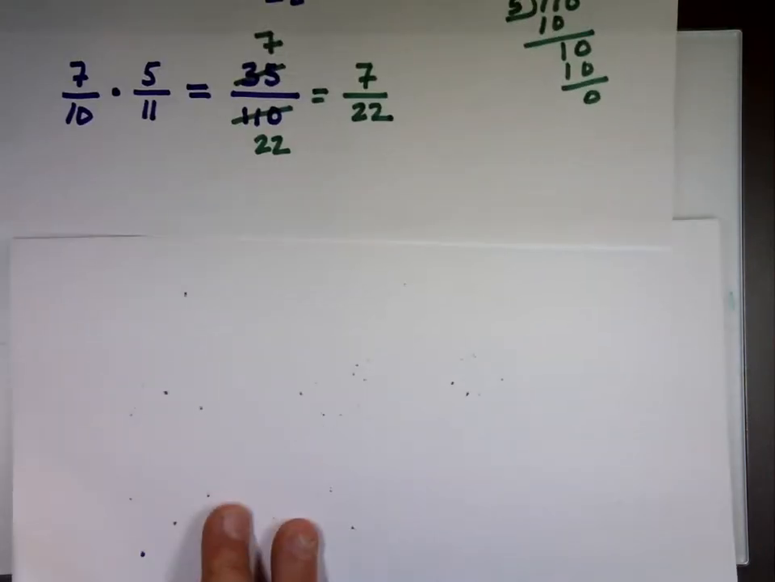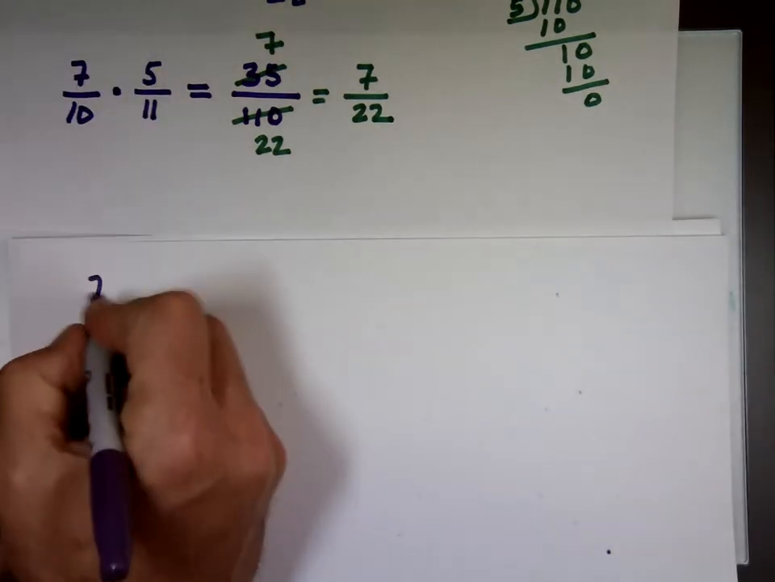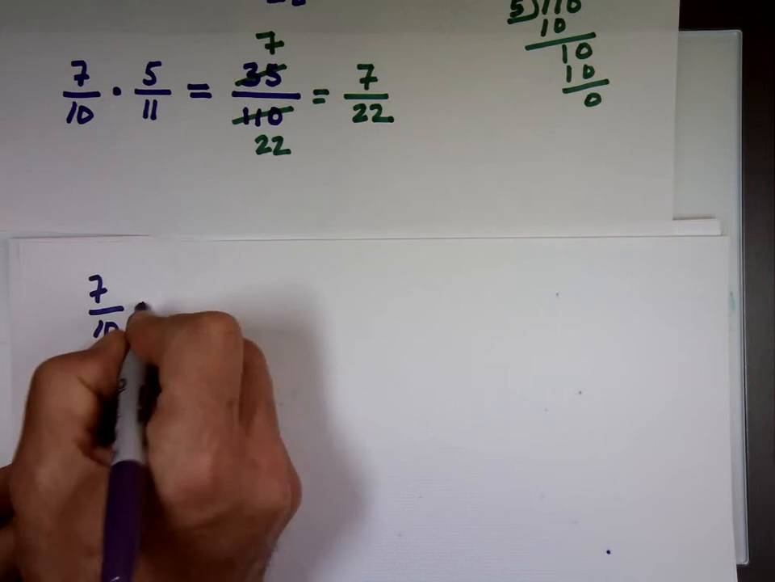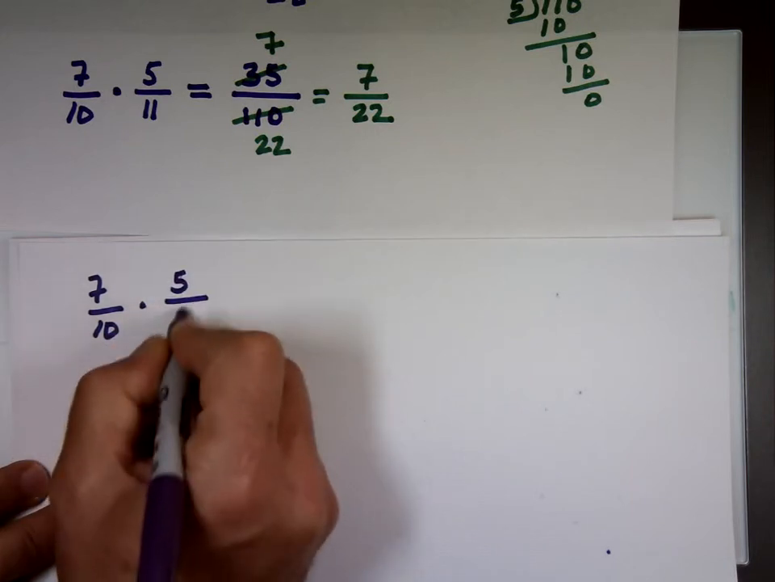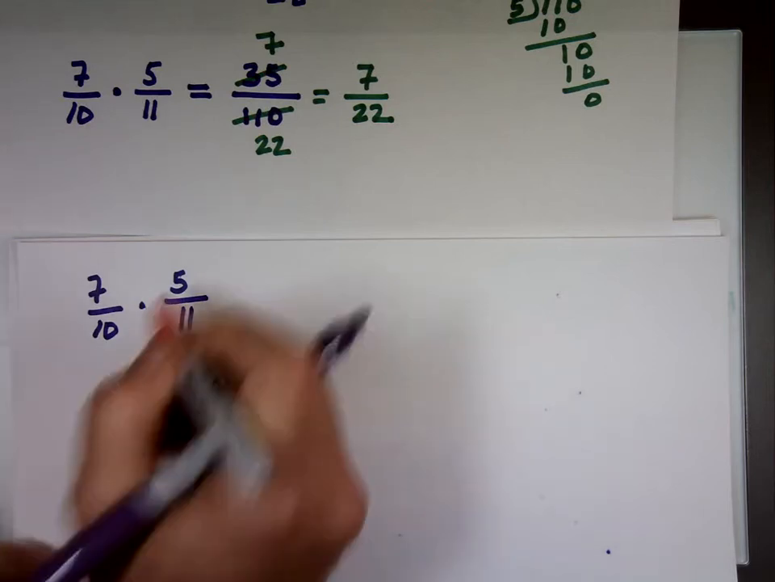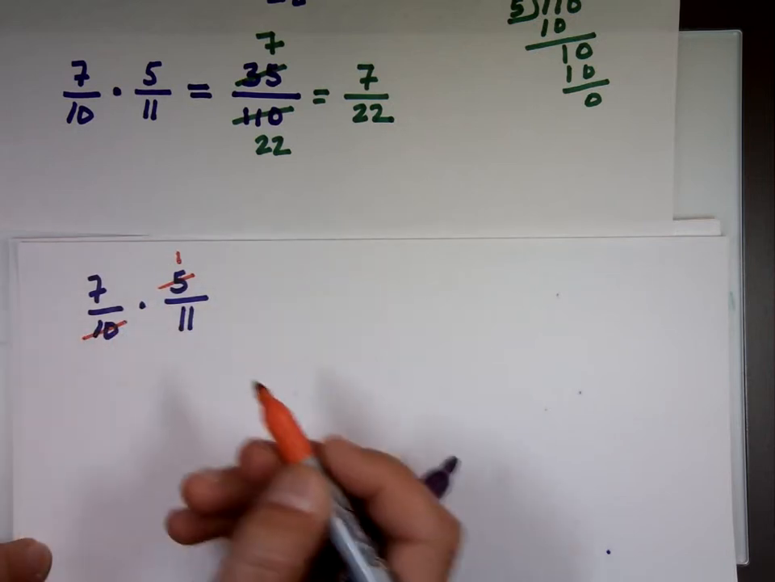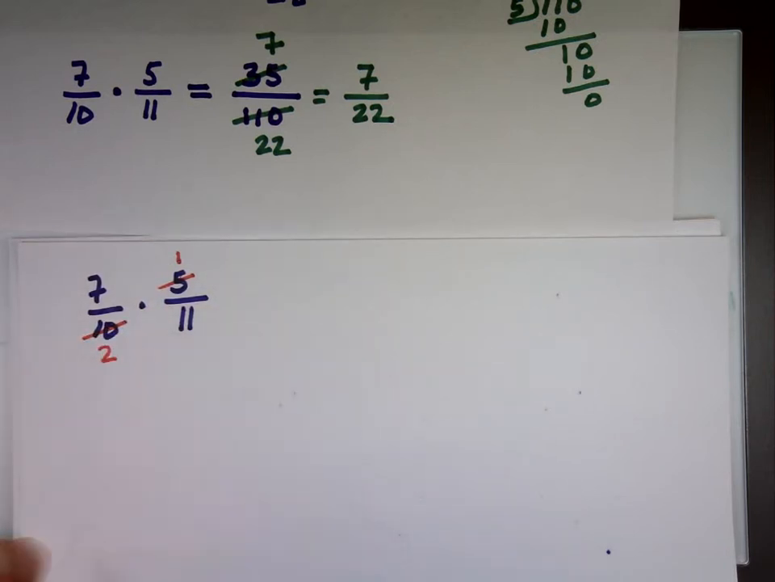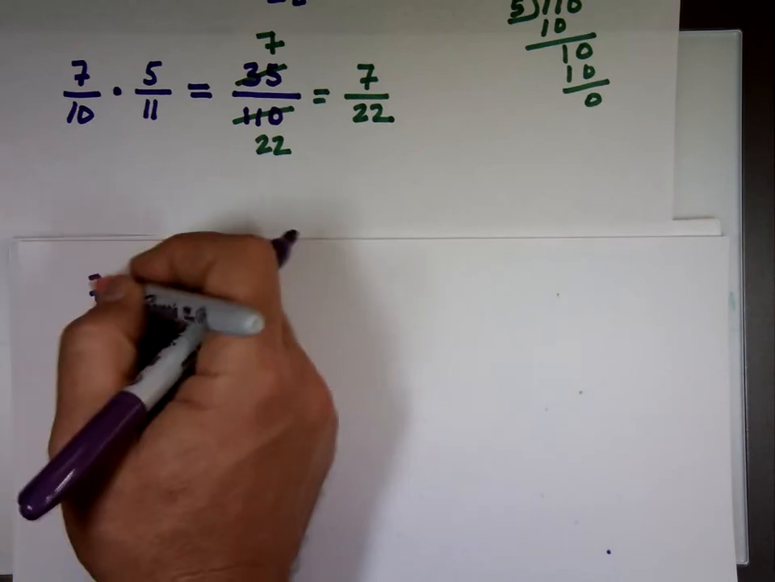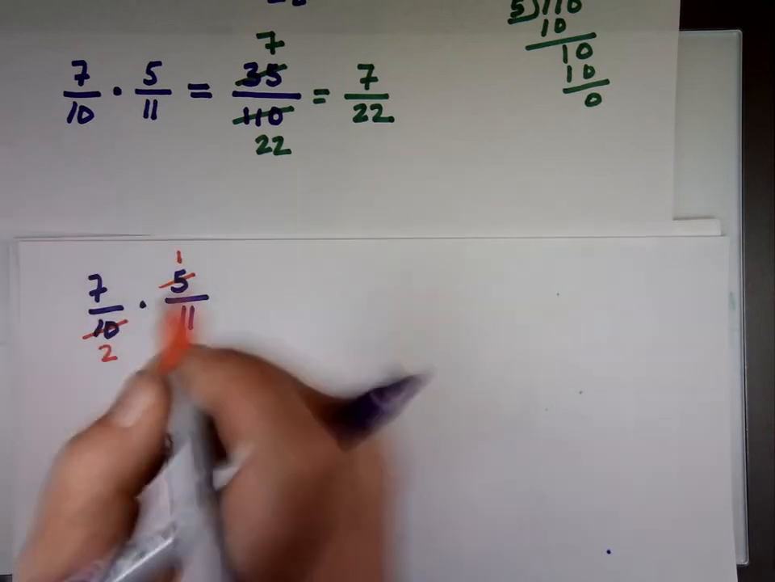7/10 times 5/11. As long as it's top and bottom, it doesn't have to be the same fraction. Notice I can divide the 5 by 5 is 1, the 10 by 5 is what? 2. As long as it's top and bottom, could be this and this, could be this and that, but it has to be top with bottom.